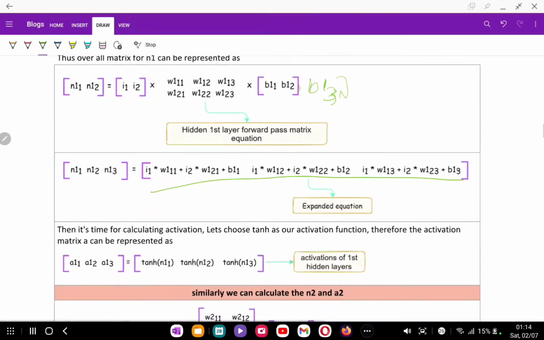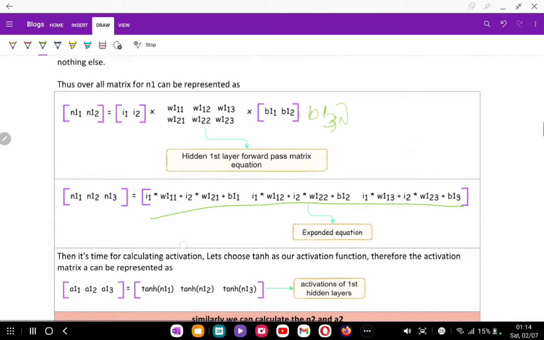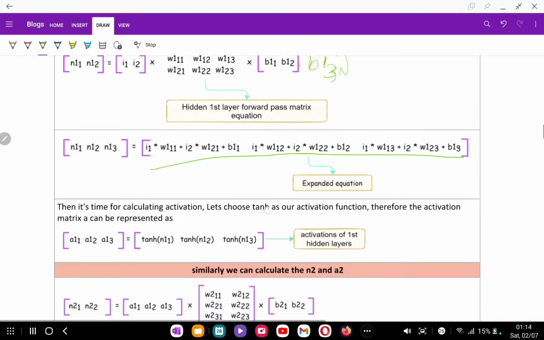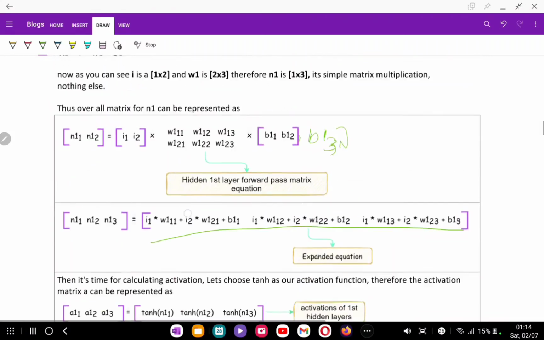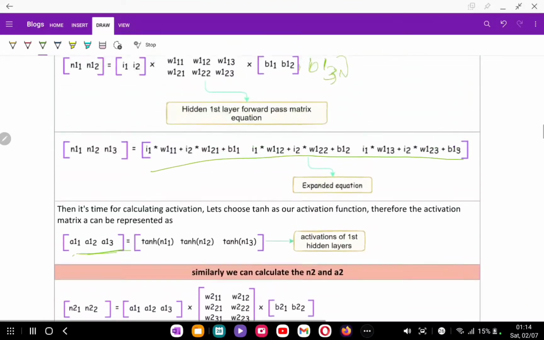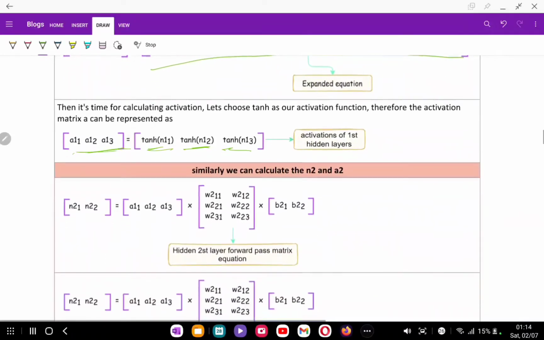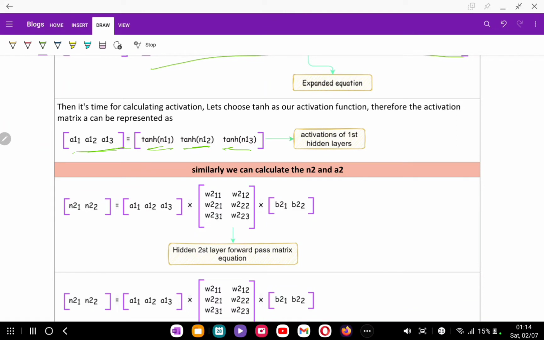Okay, so now coming on to the next equation. Once we have computed the first layer forward pass matrix, let's compute the activation. Similarly, as I've shown here, in the normal equation case we used F, but right now we are using the actual activation, which is tanh. You can use any other, like ReLU or leaky ReLU or any other activation function. Okay, so this is your output equation for the first hidden layer.